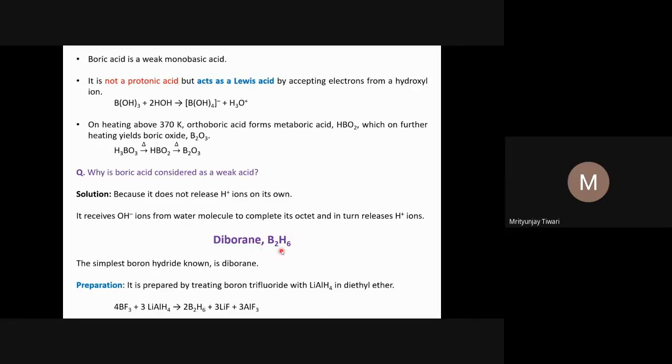Now let's look into diborane, and diborane is what? B2H6. Like alkane, we can also write borane, BH3, like CH4 is methane. Similarly, you can say BH3 is borane.